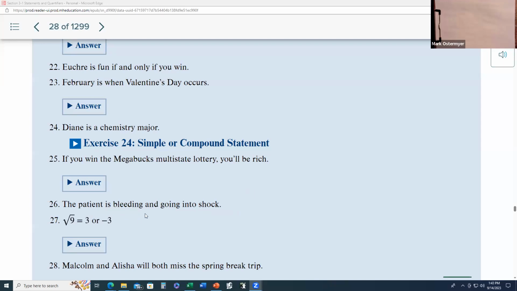26, the patient is bleeding and going into shock. Compound. Compound has the connective word and, right? What do you think about number 27? Is it simple or a compound statement? Compound. It's got the connective word or. Yep, the disjunction connecting those two statements. That's compound.